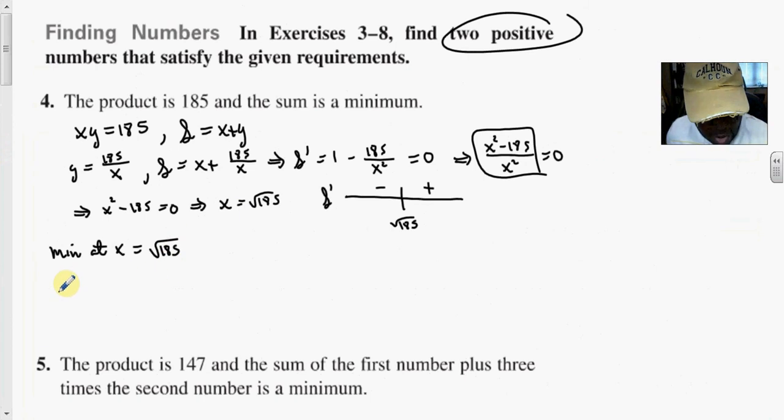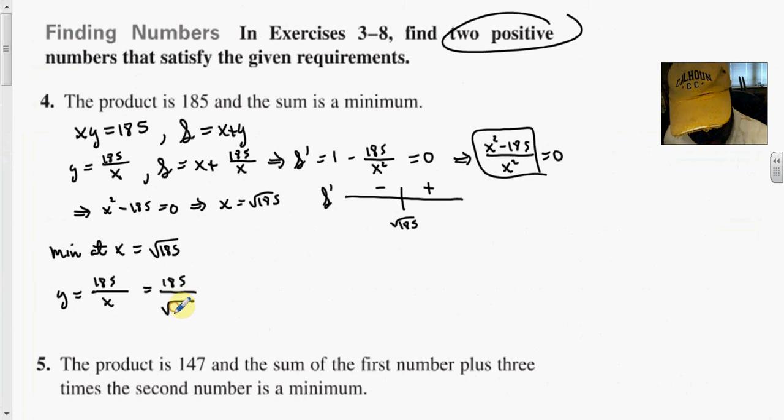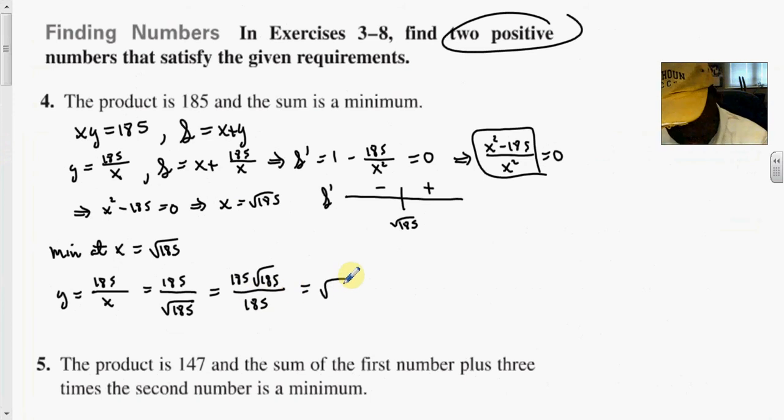Well, we need the value of y. So y is said to be 185 all over x. So that's 185 divided by the square root of 185. Now this is 185 times the square root of 185, if we rationalize our denominator, all over 185, and so we get the square root of 185. So the minimum is at x equal to the square root of 185, and y is equal to the square root of 185.